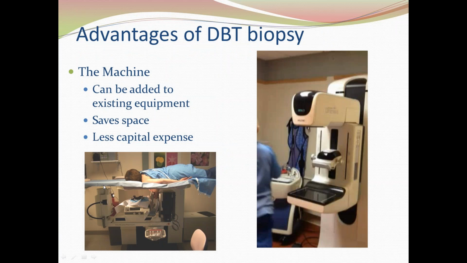So again, this is that image of the patient lying on the prone table, and on the right-hand side of your screen is a tomosynthesis machine. Now the device is added equipment that goes right onto the tomosynthesis machine. So you don't need a whole room for the prone table, and you don't have to buy one of these tables, which is hundreds of thousands of dollars. It's much less expensive to buy the add-on equipment to put onto your stereotactic. So there's less capital expense.